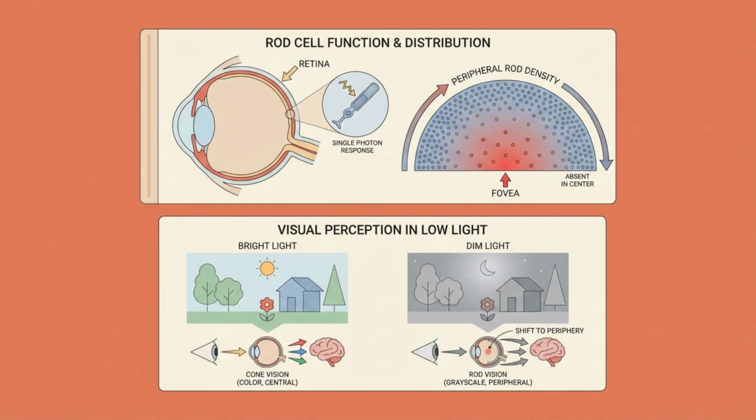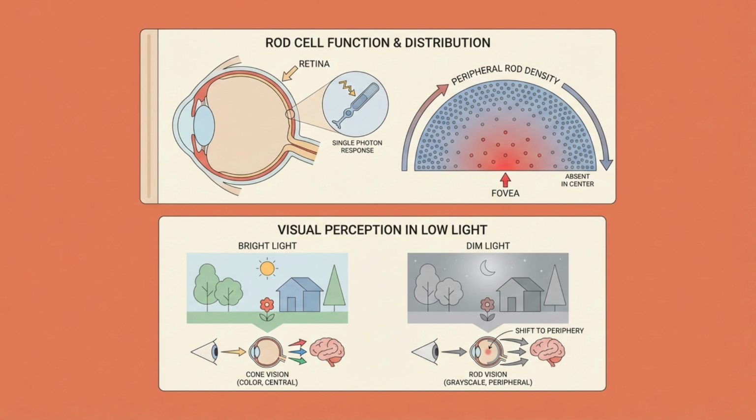Rods are responsible for vision in low light. They are extraordinarily sensitive, capable of responding to a single photon of light under ideal conditions. They are distributed across most of the retinal surface, but are absent from the very center. They do not distinguish color. They report simply on the presence or absence of light.